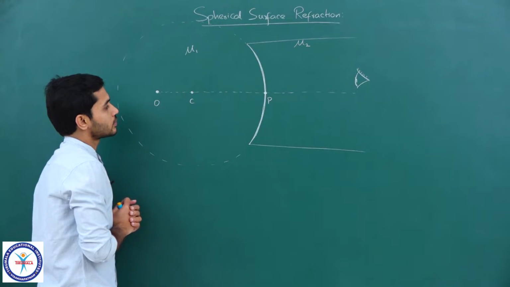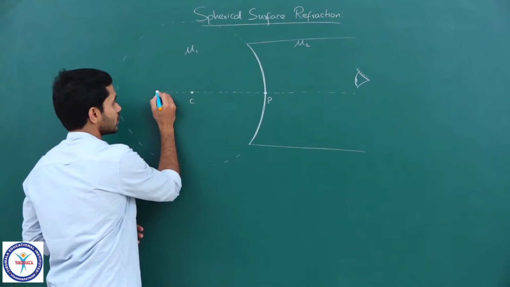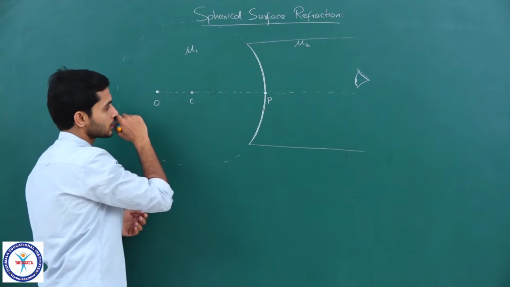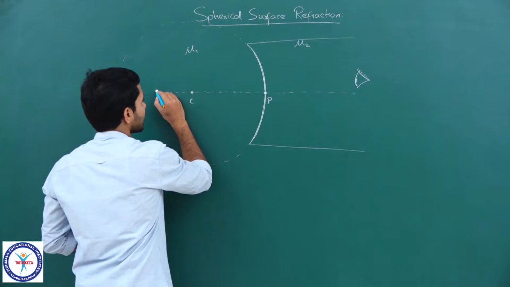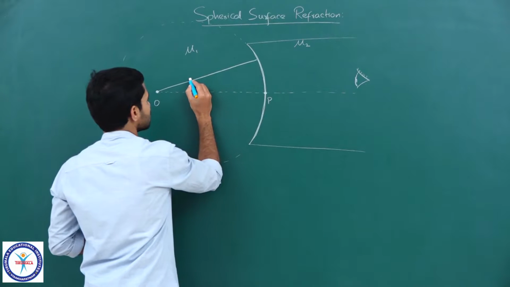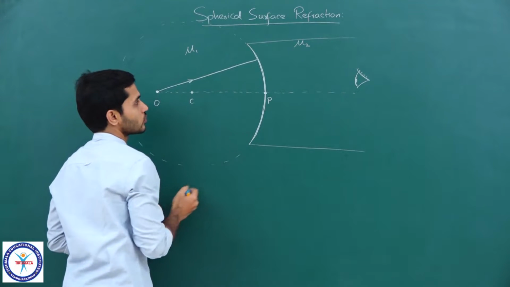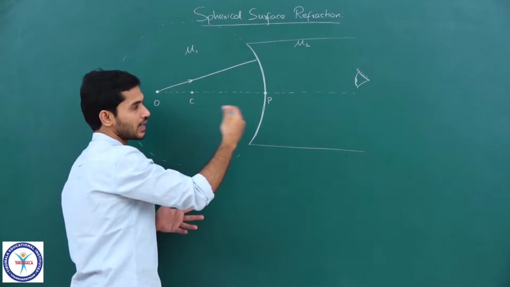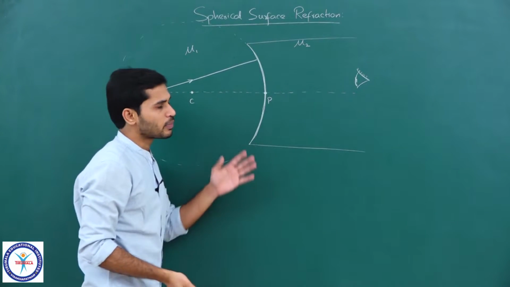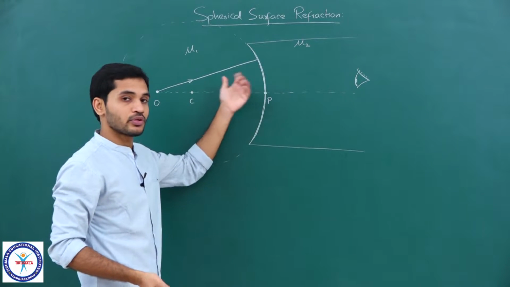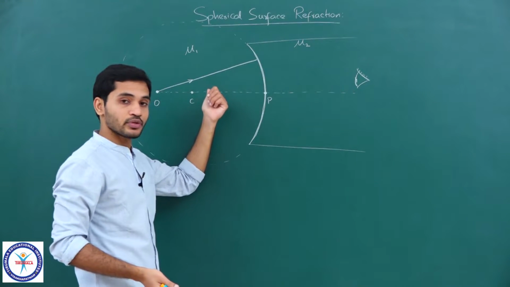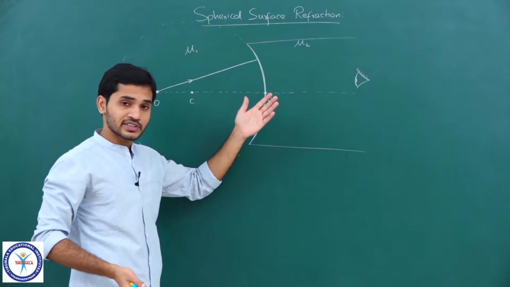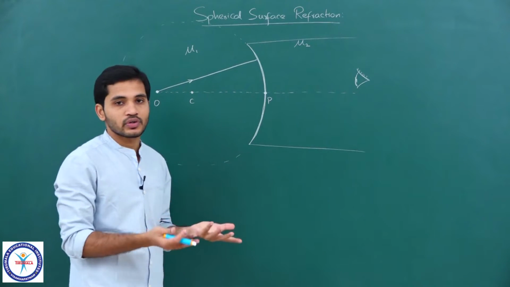Okay. Now this is the center of curvature, here is the object, and we need to find the location of the image. If I consider a light ray incident in this manner, this is the incident ray. It undergoes refraction at this interface and enters that medium. Depending on whether mu 2 is greater or lesser than mu 1, the light ray will bend towards the normal or away from the normal. We know that idea.